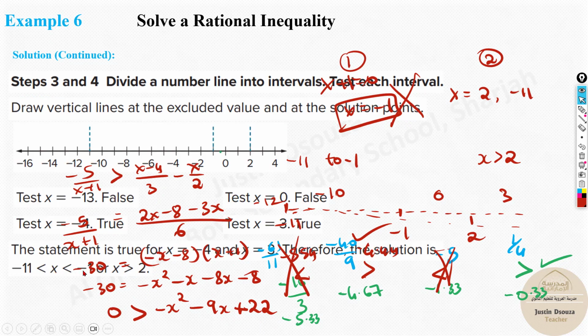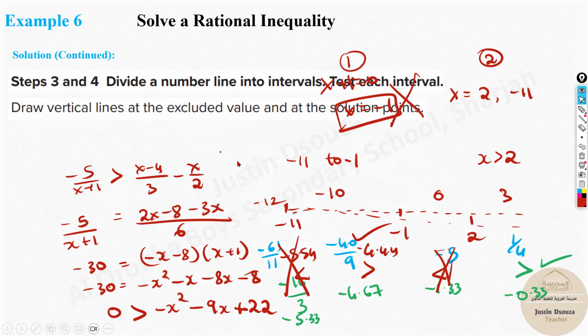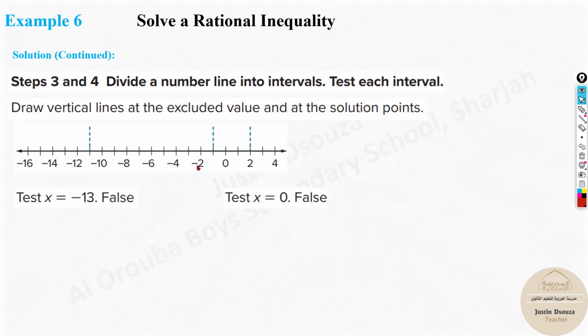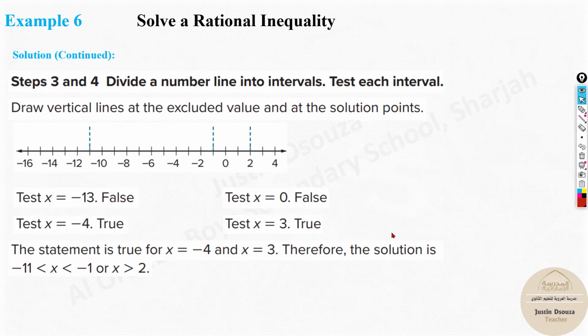Let's just check over here. See, these are the two inequalities. That's what we got. Let me write it in detail. Let me erase all this. One was negative 11 to negative 1 and x was greater than 2, right? See, in this thing we got, the region between negative 11 and negative 1 was true, and whatever was greater than 2 also was true, whereas these two inequalities were wrong. So whichever regions gave us the correct answer are to be considered.